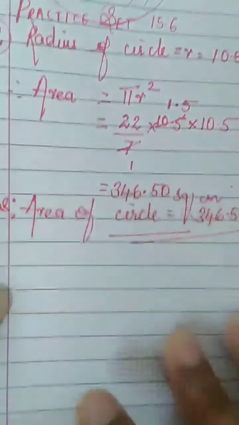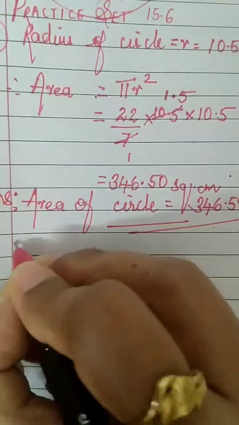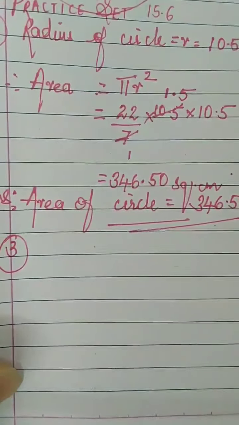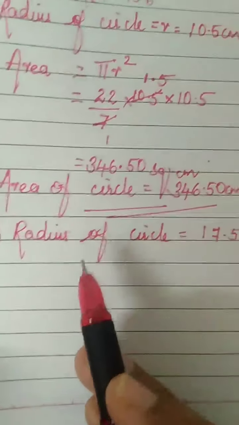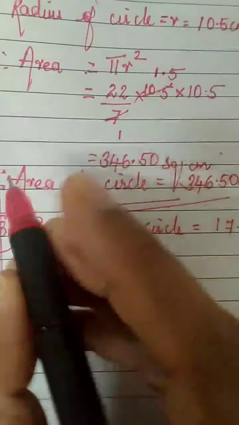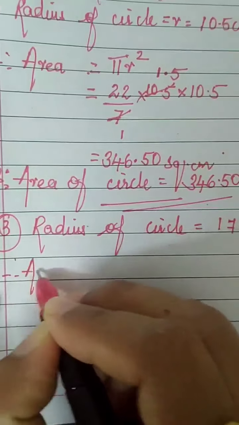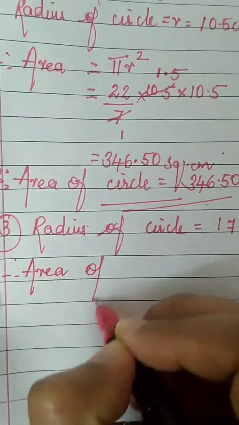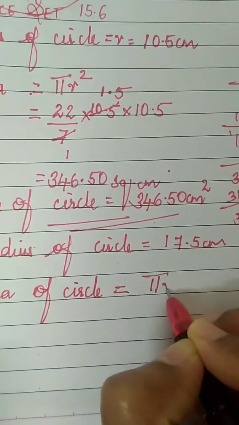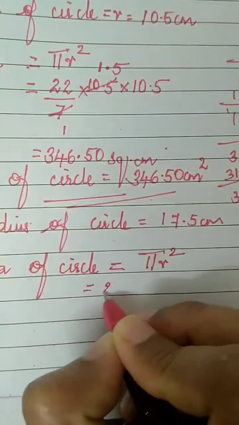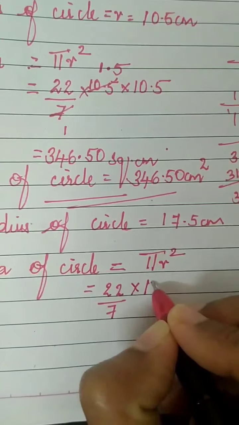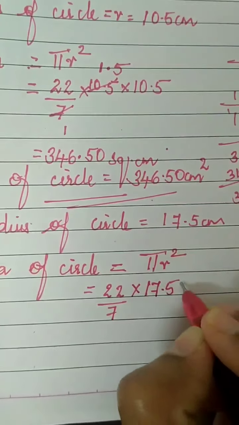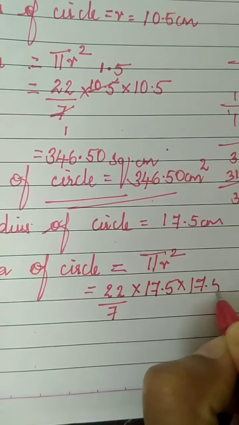Similarly, you will solve the remaining sums. Let's solve the third sum. Similar way, you solve it and check from me. Radius of circle is given as 17.5 centimeter. Again, we have to find the area. Therefore, area of circle is equal to pi r square, which is equal to 22 upon 7, pi's value, into r, which is 17.5. R square means we'll multiply it twice.